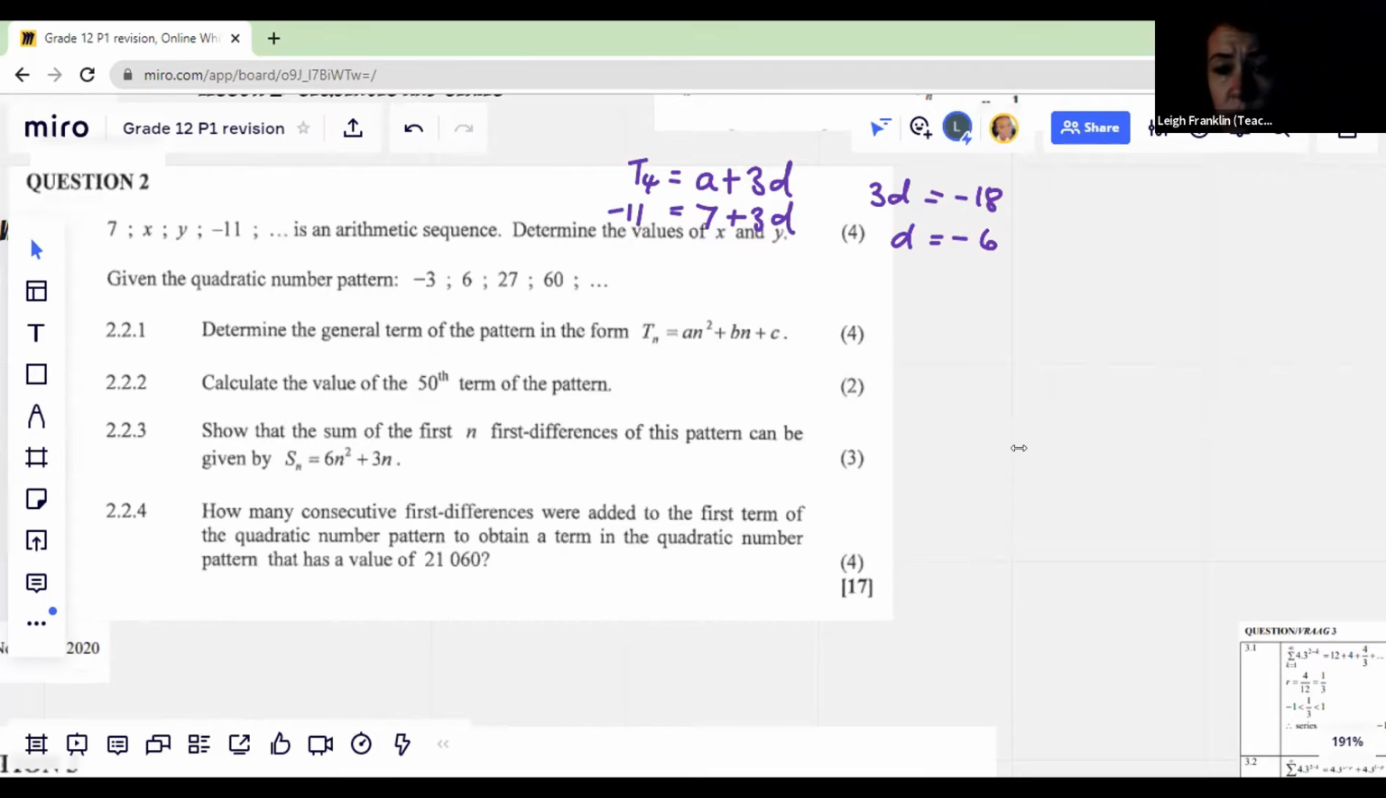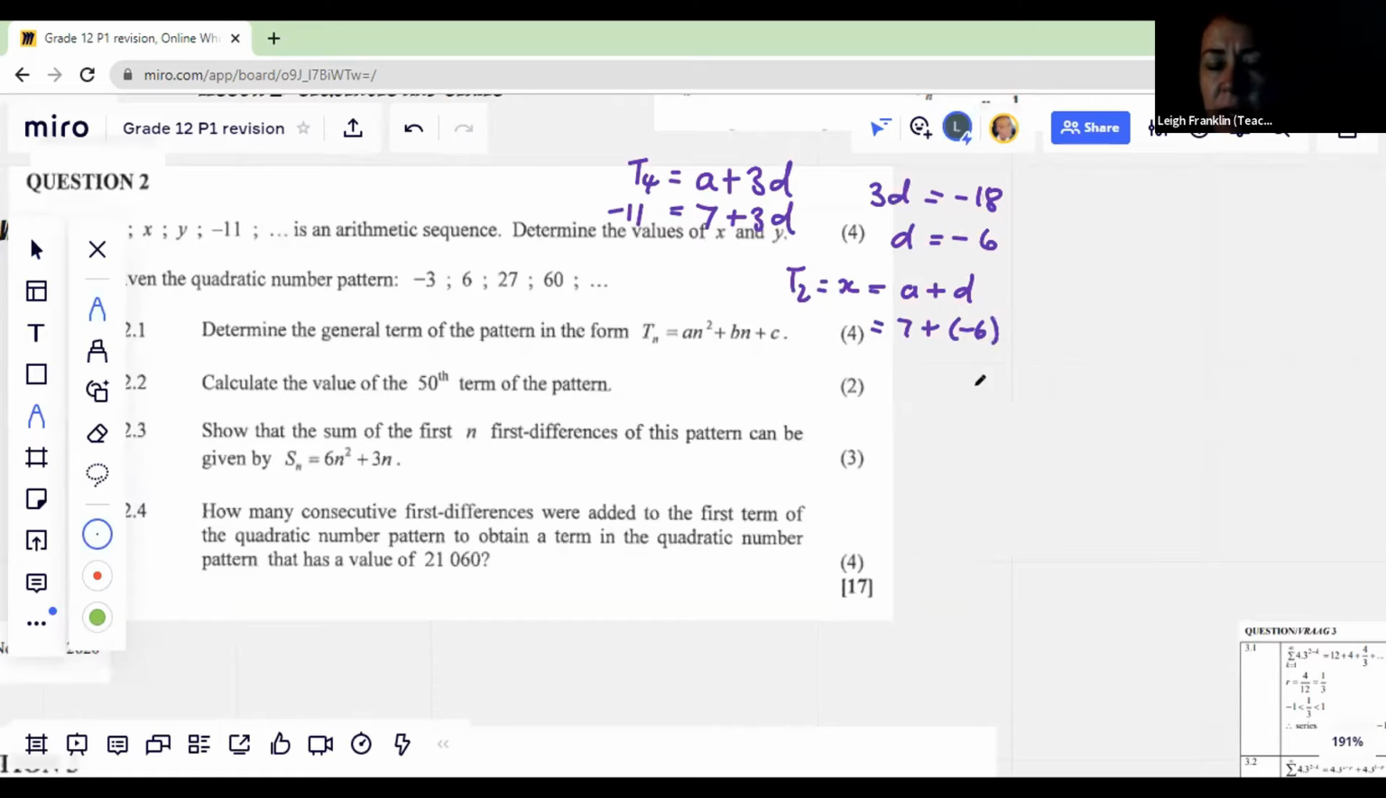Does that make sense to you? Okay, brilliant. So now term 2 is X, Benedict. So term 2 is X, and with A's and D's, it's written as A plus 1 difference. So that means that we've got 7 plus negative 6. And that's where Kanya and everybody else was getting the 1 from.